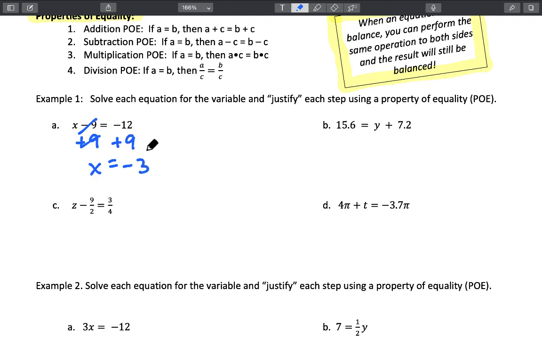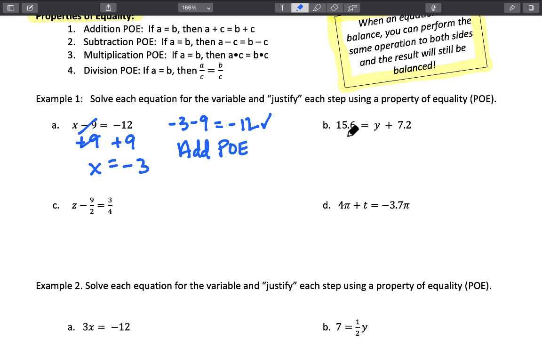To check this, we could substitute negative 3 back into the top equation. Negative 3 minus 9, in fact, is equal to negative 12. So this checks out. And the step that we used is addition property of equality. So we will abbreviate that as POE.